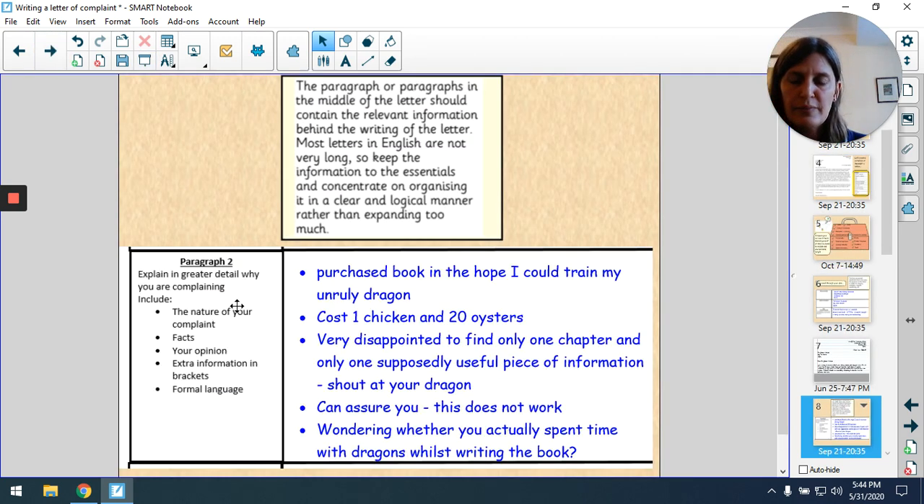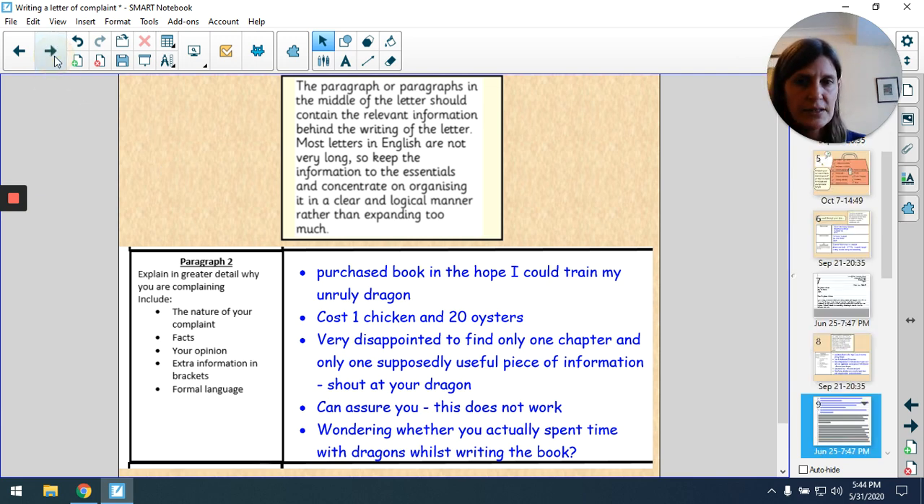Right, the next bit in my plan was giving reasons for why I was complaining. I purchased the book and I hoped I could train my dragon. I've got the cost. I'm going to think about putting that in brackets. I was disappointed to find there's only one bit of information. I can assure you it doesn't work, wondering whether you actually spent time with dragons. I'm going to keep looking back at my plan to remind myself as I write.